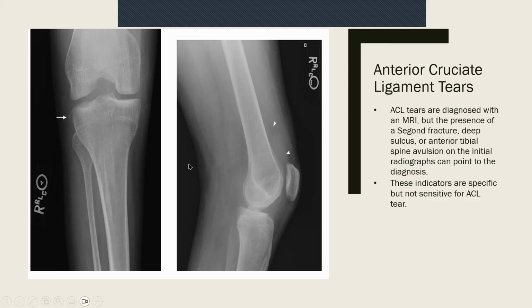Now, these are things that let you know that there may be an ACL injury, but the most common way to find out if there is an ACL injury is to do an anterior drawer test. You place your hands behind the knee and you attempt to move the knee forward. The function of the ACL is to prevent the knee from sliding anteriorly. The function of the posterior cruciate is to prevent it moving posteriorly.